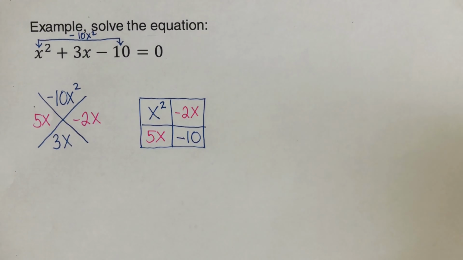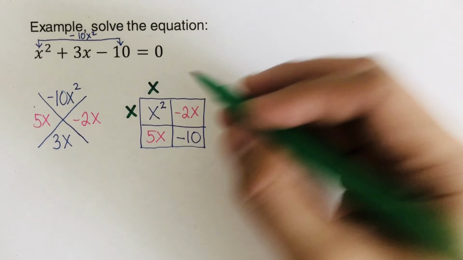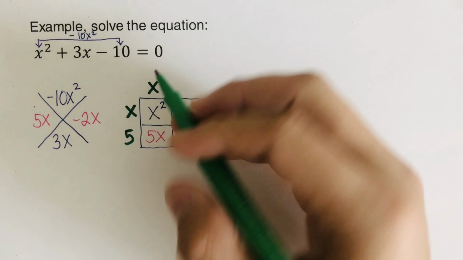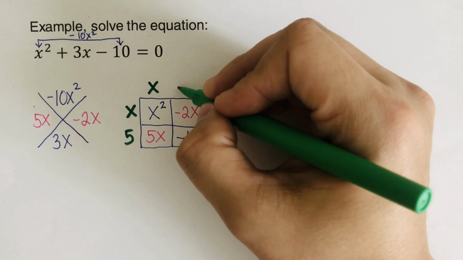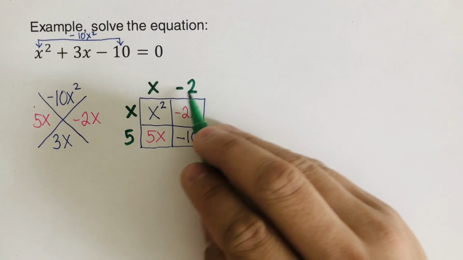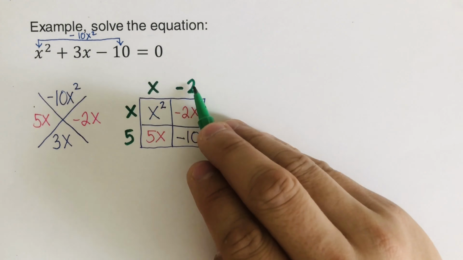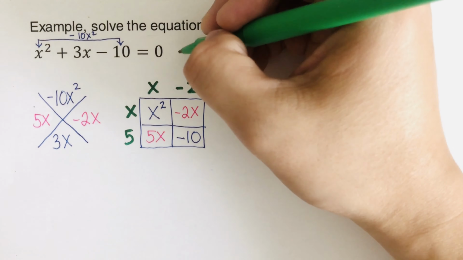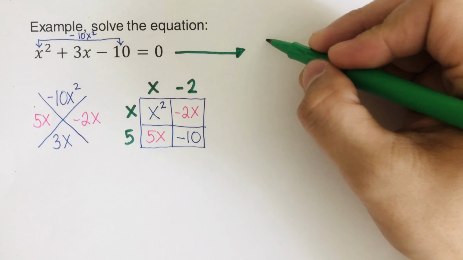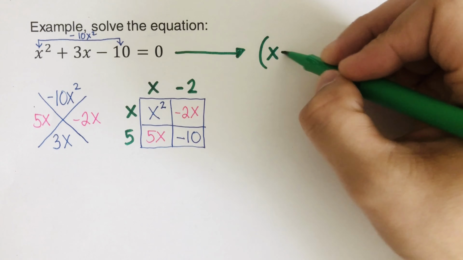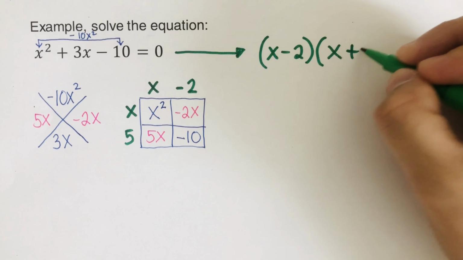From here, we are going to find the factors. So that would be x and x. And then this is going to be 5. So if I have x times x is x squared, 5 times x is 5x. So this would be negative 2. So negative 2 times x is negative 2x. Negative 5 times negative 2 is negative 10. So that means this can be rewritten as x minus 2 parentheses x plus 5.